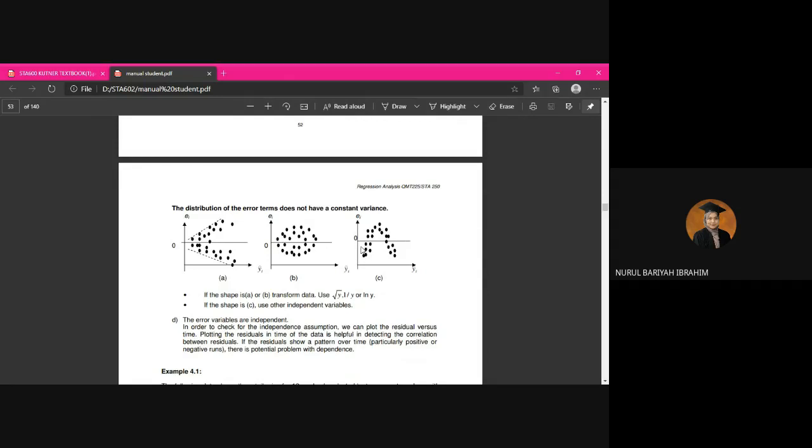What we want for the residual versus fitted or residual versus X is no pattern, scattered randomly around the horizontal band at zero. So we can check for constant variance. We can say that the residual have the constant variance. We can check for the linearity, so we can say that the regression function is linear, and we can also check for independence.